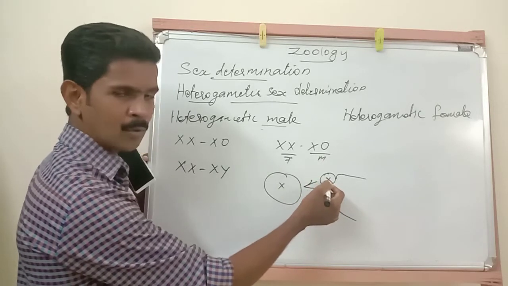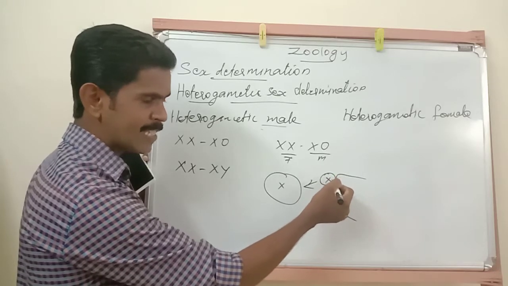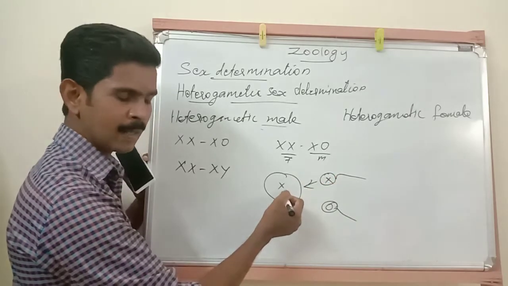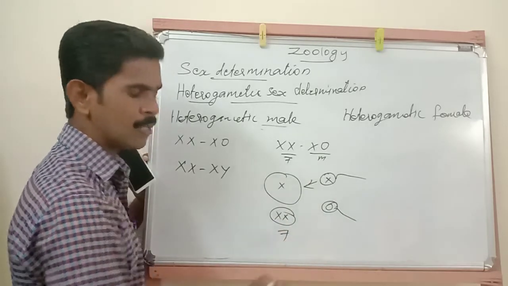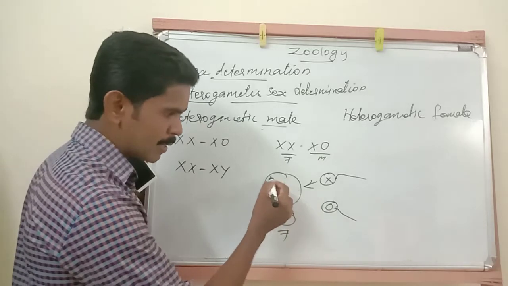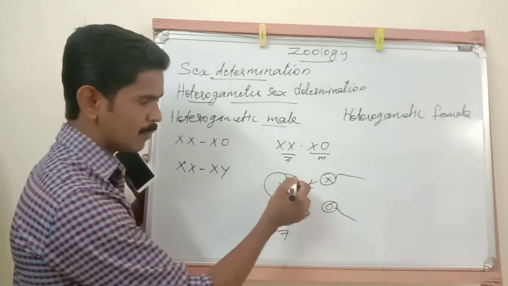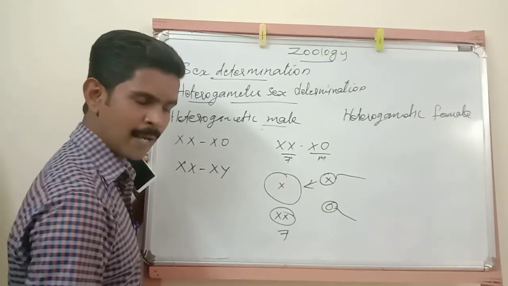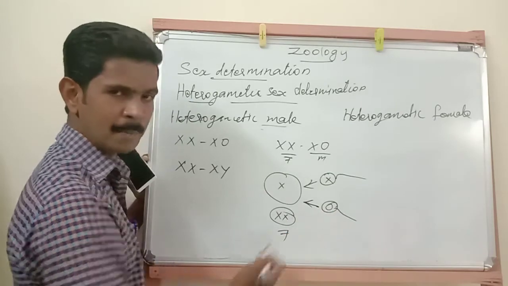Here the sperm has what chromosome? X chromosome. So when this X chromosome carrying sperm fertilizes this egg, automatically two X chromosomes are produced, so it will be a female. Understand? Now suppose this egg, considered X chromosome, is fertilized by this sperm, where X chromosome is absent.